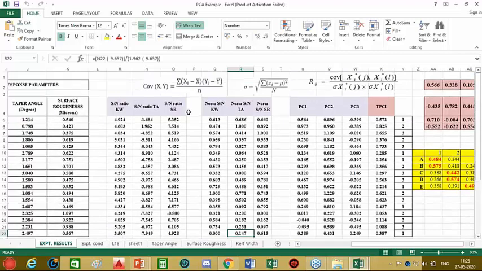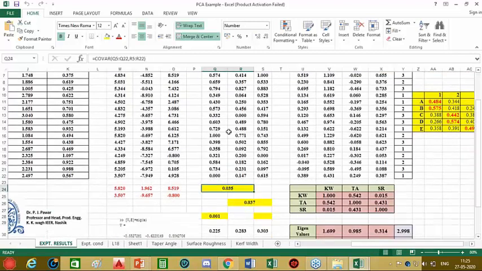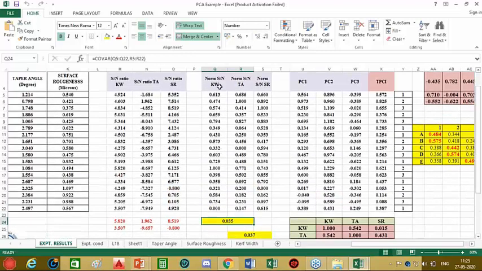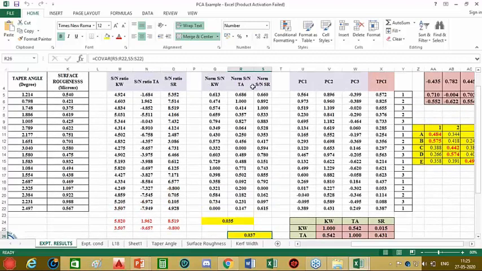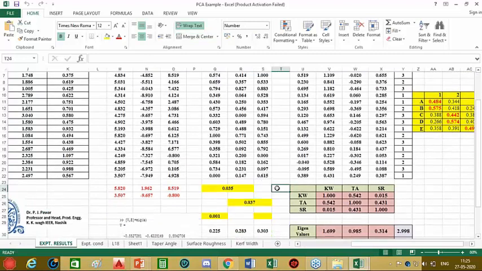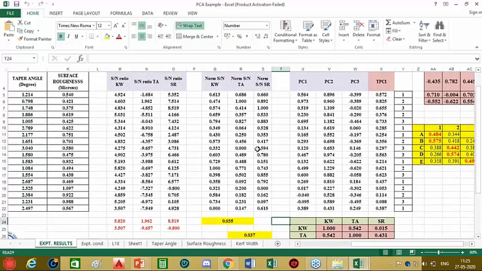Since in this particular case there are three responses, there will be three covariances. First between curve width and taper angle, second between curve width and surface roughness, and third between the taper angle and the surface roughness. So now we calculate the covariance between curve width and taper angle. This is the covariance between taper angle and surface roughness, and this one represents the covariance between curve width and the surface roughness. So our next task is to find out the covariances. There will be three covariances.